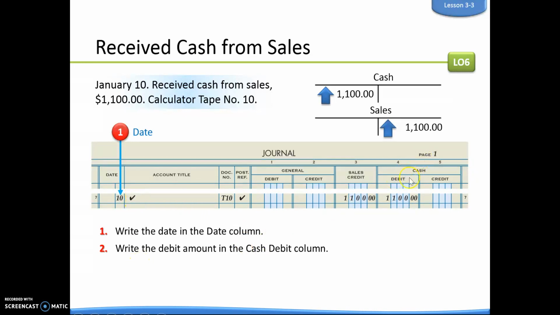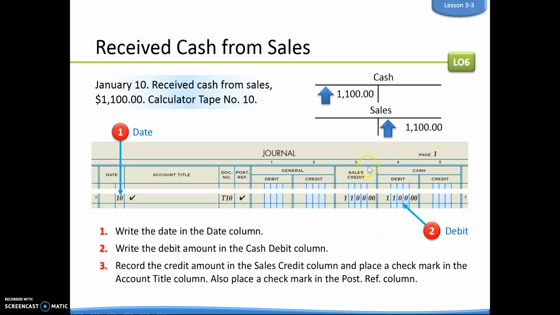So we put our debit amount in under cash debit, which is $1,100. We put our credit amount in under sales, which is $1,100. And so we put our check mark in to tell us that nothing gets written in the account title. We also put a check mark in the post reference column. This we will talk about more in Chapter 4. So if you forget it right now, it's not the end of the world. We'll talk about it in Chapter 4 again, but just something to point out.